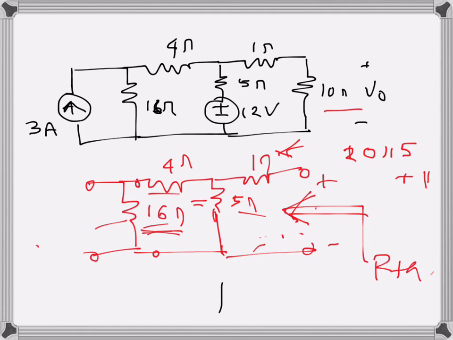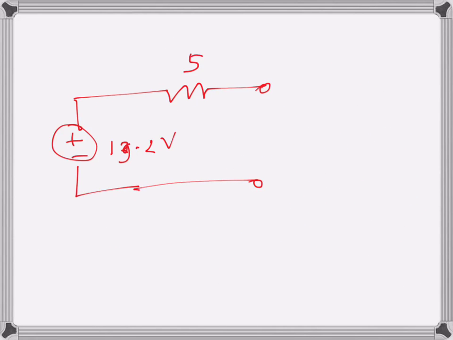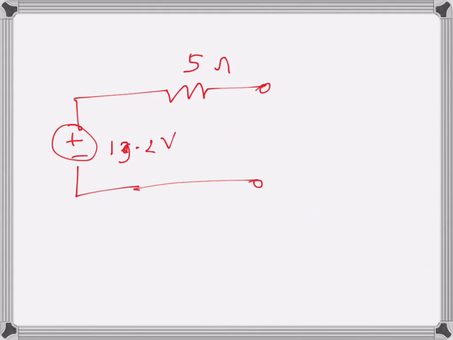So 20 parallel 5 is 20 times 5 divided by 20 plus 5, so that's 4. So 4 plus 1, so that resistance is 5 ohms. That's my Thevenin's resistance. And in the original circuit I was interested in finding the voltage drop across the 10 ohms resistance, which I removed. So now I reconnect it, because this is the resistance across which I want to find the voltage. That's my interest, V naught.